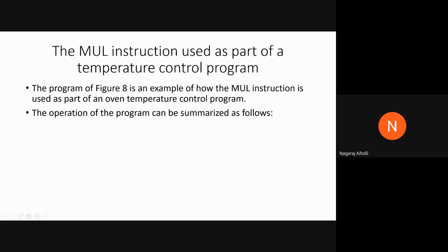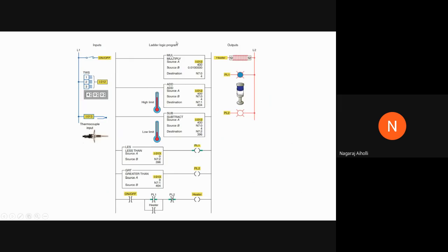The MUL instruction is also used as a part of the temperature control program. Here is a program which illustrates the temperature of an oven and how it is controlled using the MUL instruction. Let us see the working of this program. It's a simple program: when the on-off switch is closed, the MUL instruction is activated. Source A register I:012 is a thumb wheel switch that we discussed in the previous class. Here it is indicating the value.